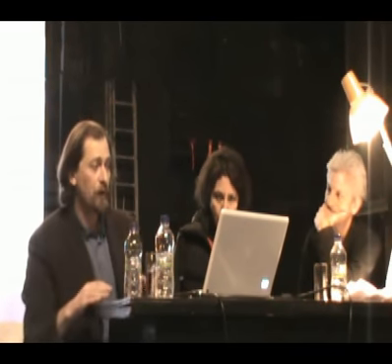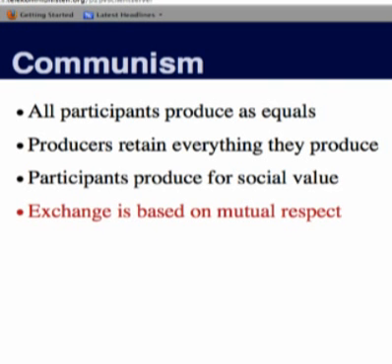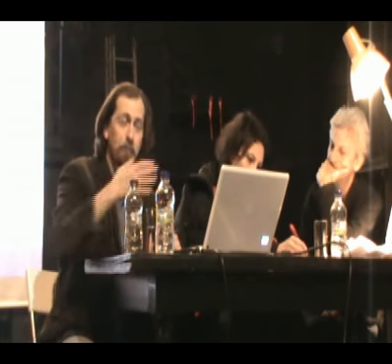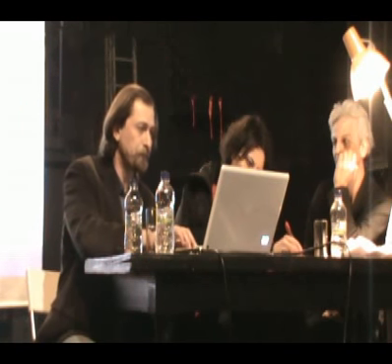Now, communism also has a set of relations. All participants produce as equals. Producers retain everything they produce. Participants produce for social value, and exchange is based on mutual respect. So those are the characteristics of a communist set of relationships, right? This is contrasted with a capitalist set of relationships, where participants are divided into classes, property owners appropriate wealth from producers, participants produce for exchange value, and exchange is based on market price. Those are some very different kinds of relations.